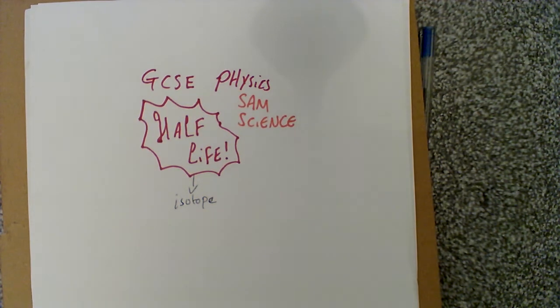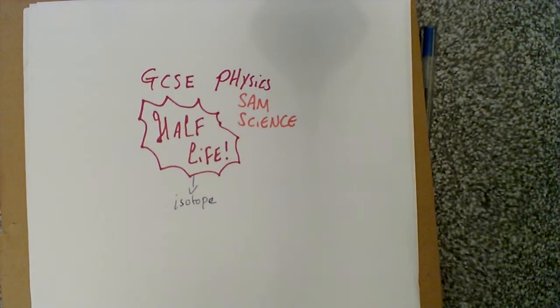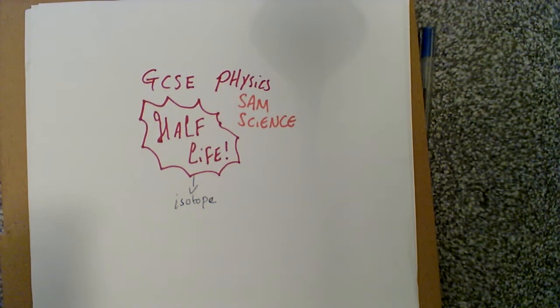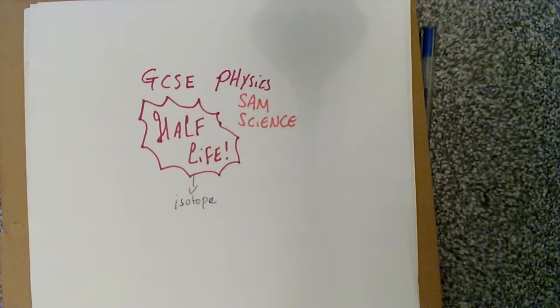So first of all, we must ask ourselves, what is half-life and what do we mean by the activity of a radioactive substance? So it all goes back to the unstable nuclei and the isotope. So half-life is essentially the time it takes for an unstable nuclei in a radioactive isotope to decay.